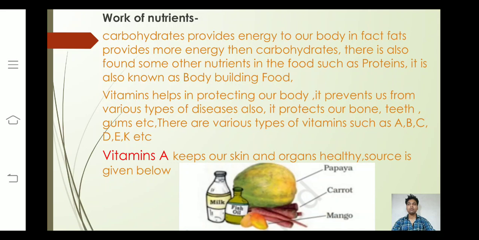For example, vitamin A. Vitamin A keeps our skin and sensitive organs healthy. The sources of vitamin A are milk, fish oil, mango, papaya, carrot, etc.